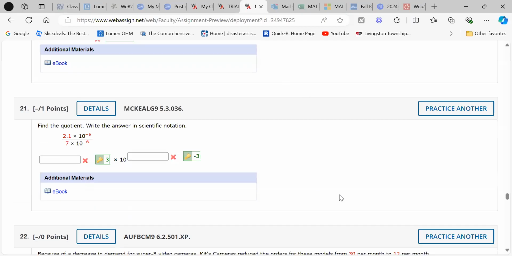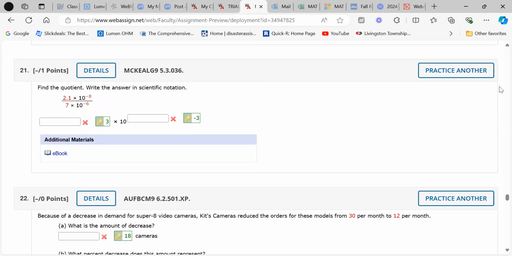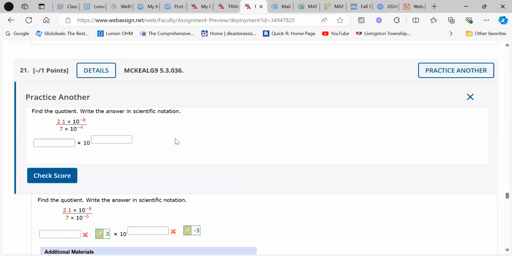Okay. Now let's look at question 21. It's about scientific notation. I'm gonna generate another question for you guys. Let's try this really quickly. Question 21.